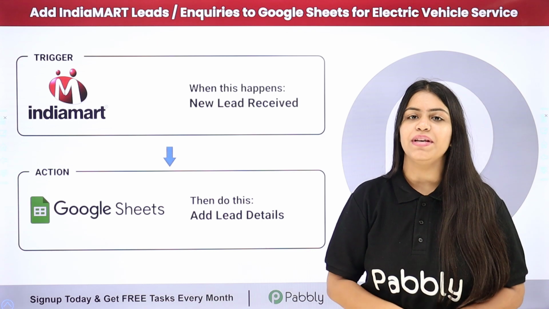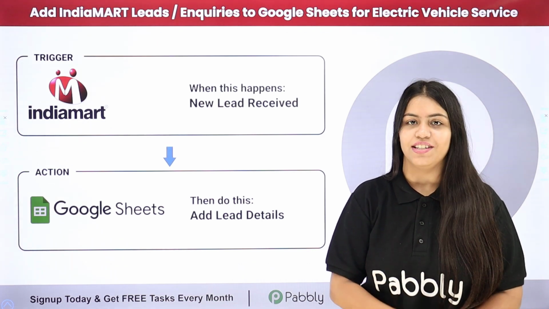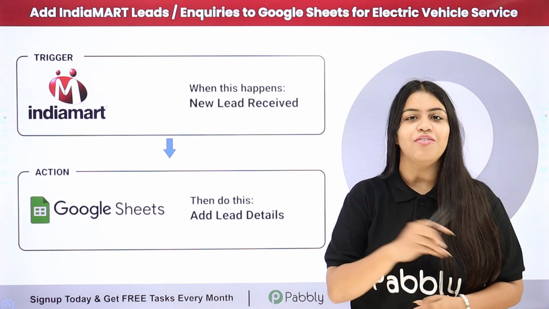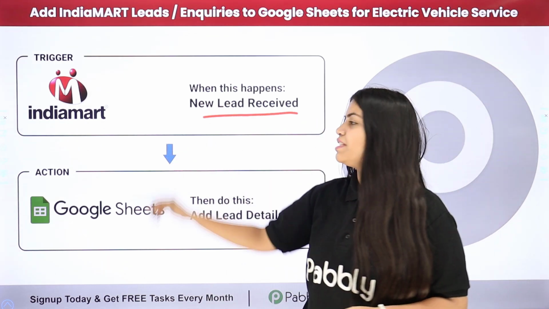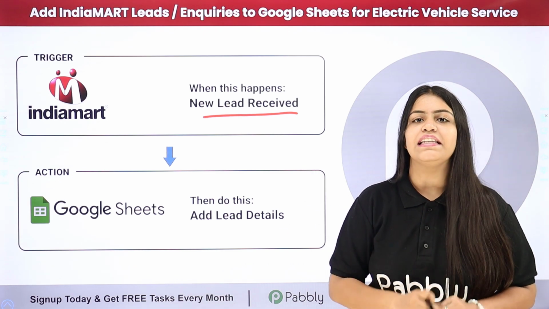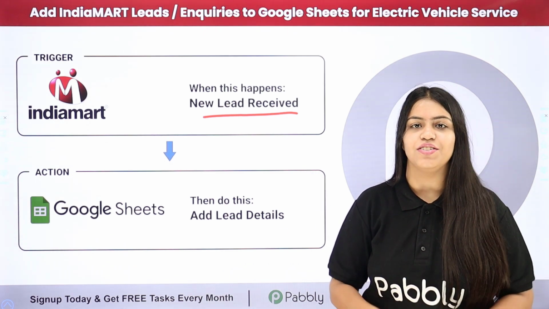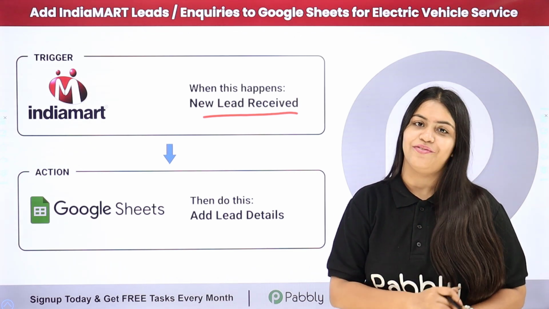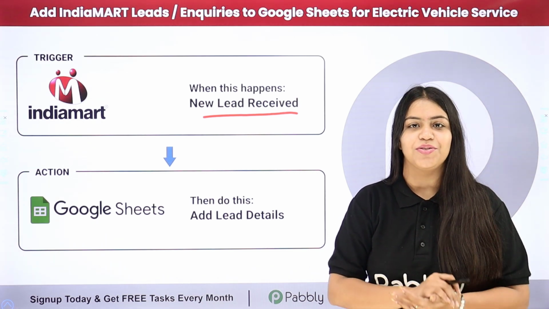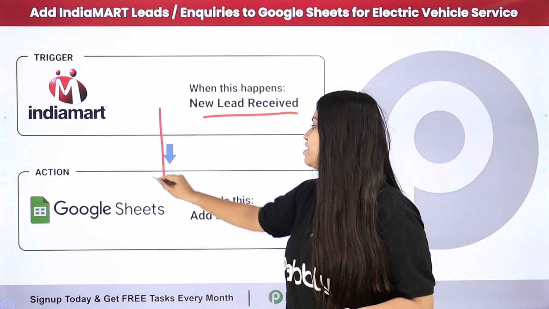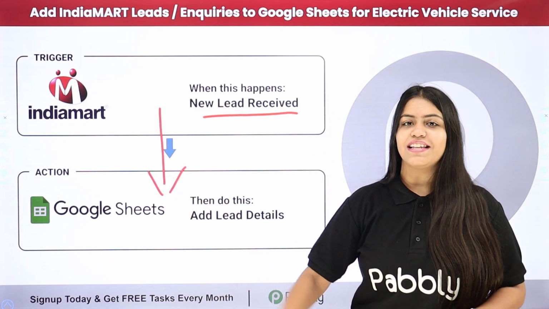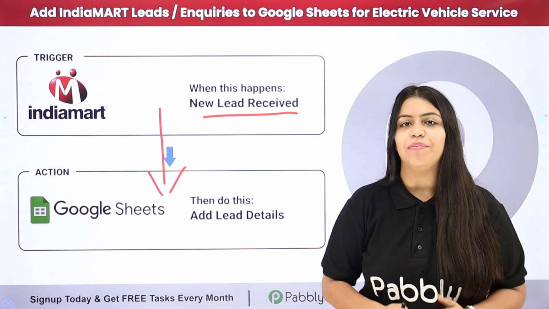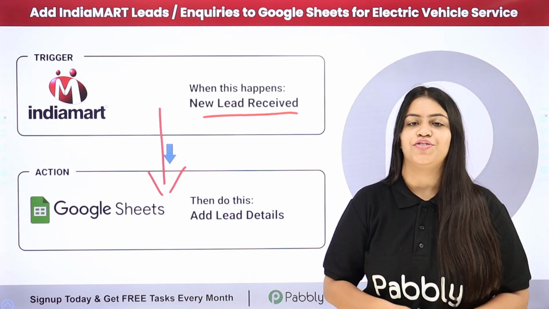So over here I'm running a business related to electric vehicle services, and we use IndiaMART to get more leads for our business. So now what I want is that as soon as a new lead is received through IndiaMART, automatically the details of that lead should be added into my Google Sheets so that my sales team can follow up quickly and efficiently. So to do this, we are going to create a connection between IndiaMART and Google Sheets. To create this connection without knowing any programming or coding language, we are going to use Pabbly Connect. It is an amazing automation software.